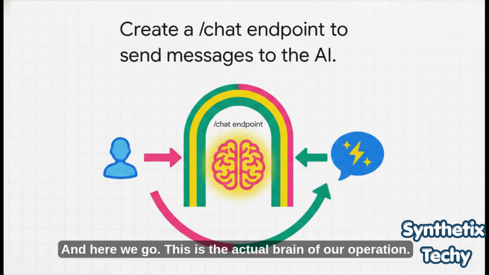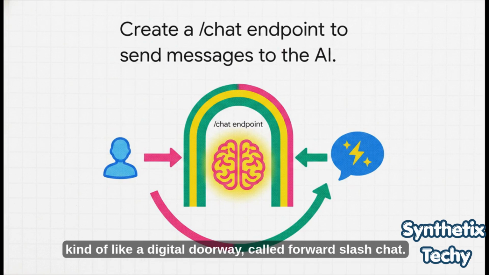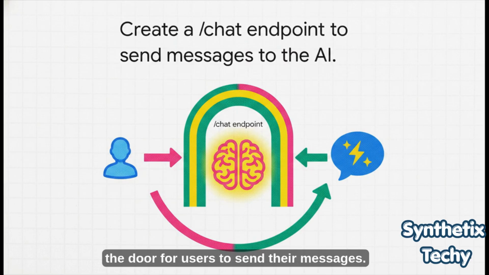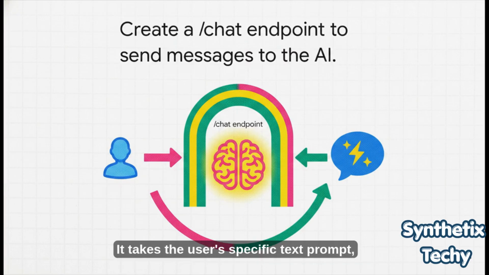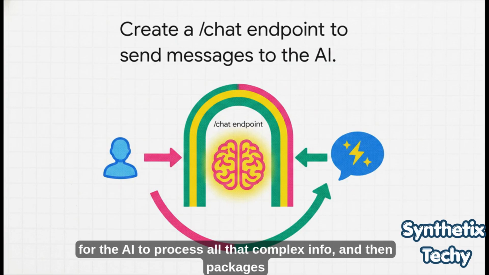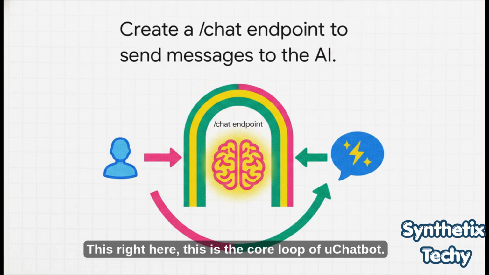And here we go. This is the actual brain of our operation. This block of code creates an endpoint, kind of like a digital doorway, called /chat. This is what actually opens the door for users to send their messages. It takes the user's specific text prompt, securely zips it straight over to the GPT-4o mini model, waits for the AI to process all that complex info, and then packages up that intelligent reply and sends it right back to the user. This right here, this is the core loop of YouChatBot.